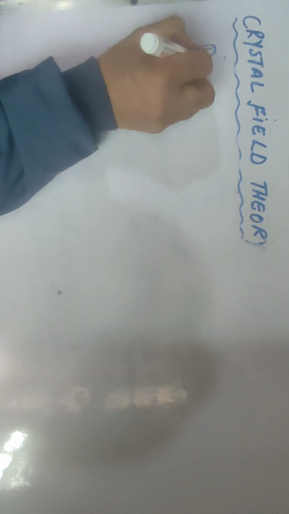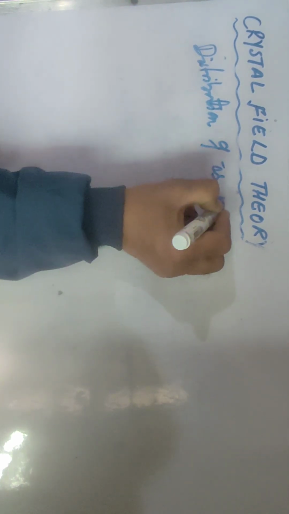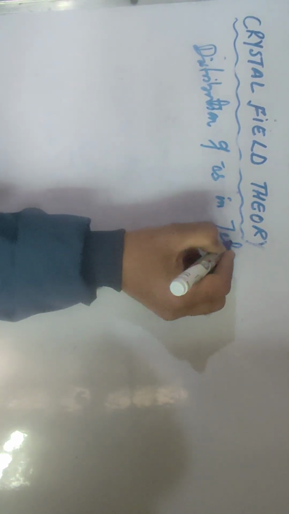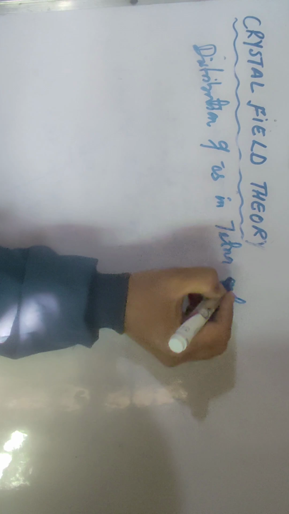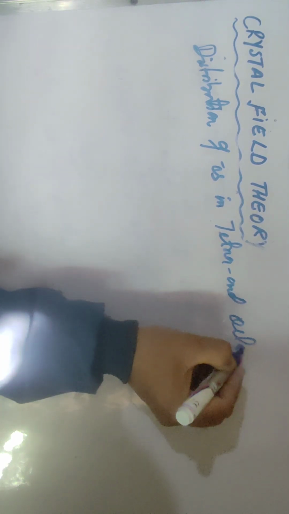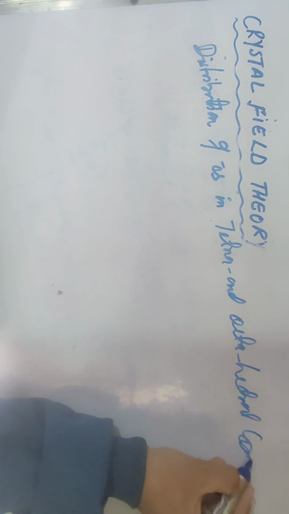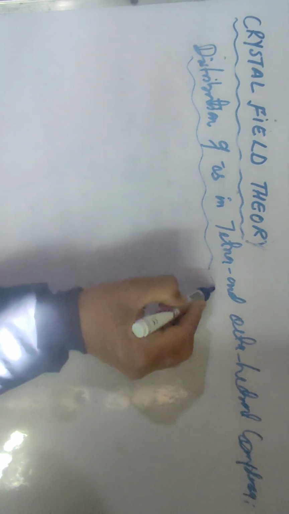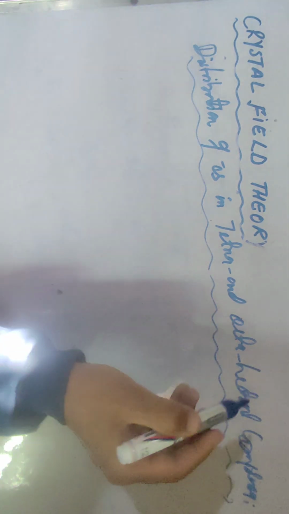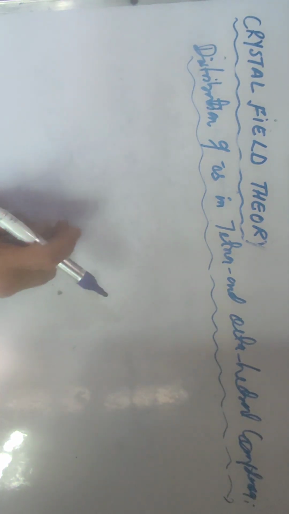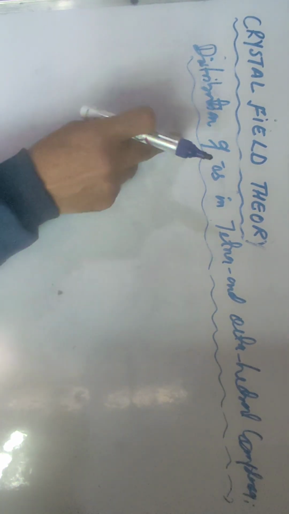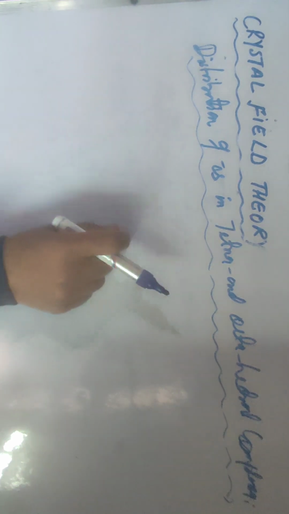Distribution of electrons in tetrahedral and octahedral complexes. I already told you, it depends on the nature of the ligands.